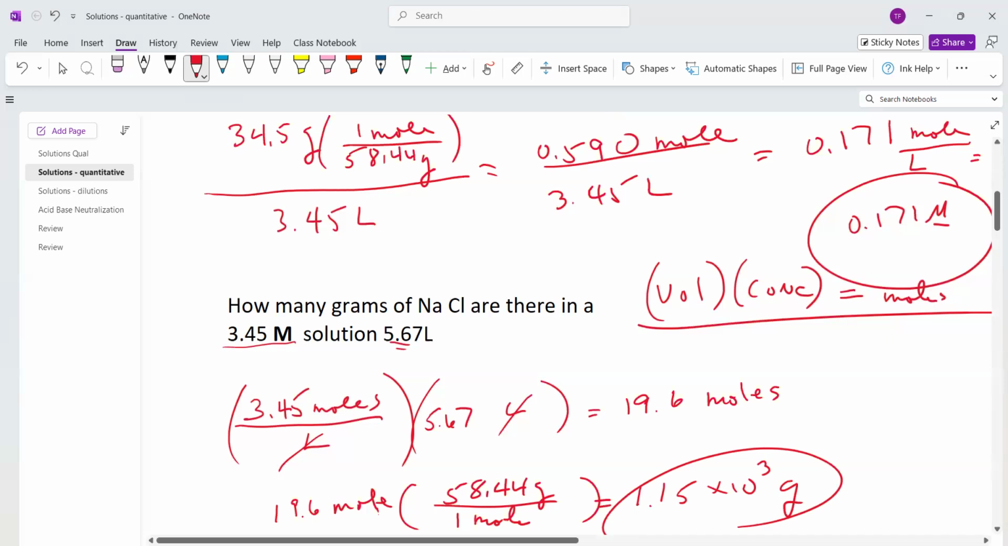Okay, so 1.15, or 150, not 150, 1,150 grams in that solution. So that's a lot of salt. Okay, so that's kind of the same problem, just back end, front end.